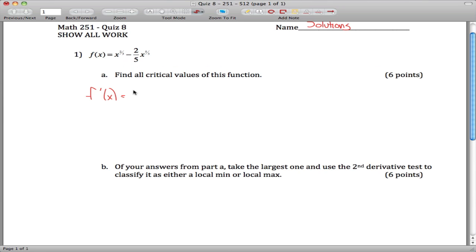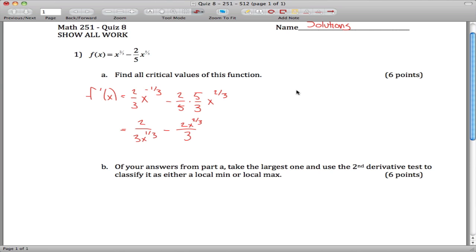Just need to use power rule here. The derivative of x to the 2/3 is 2/3 x to the negative 1/3. And the derivative of 2/5 x to the 5/3 is 2/5 times 5/3 times x to the 2/3. The 5's cancel out, and we get 2 over 3x to the 1/3 minus 2 times x to the 2/3 over 3. So f prime of x is this.